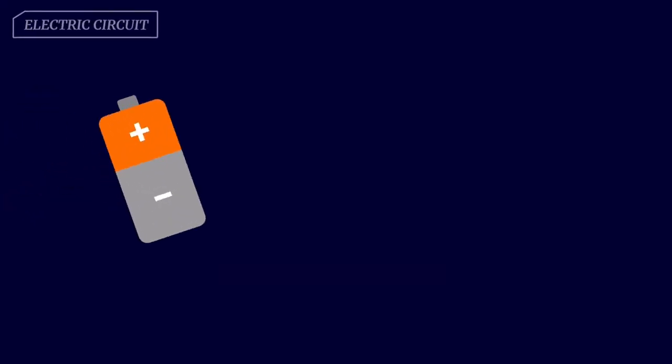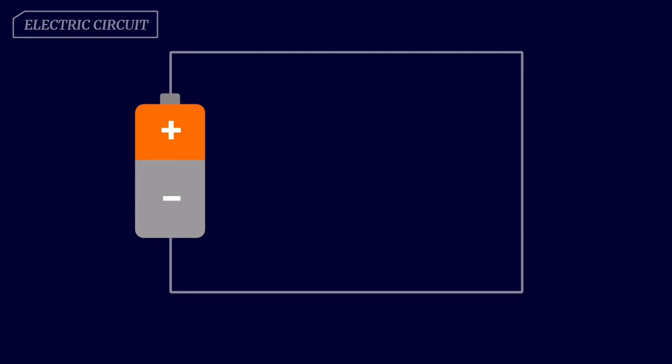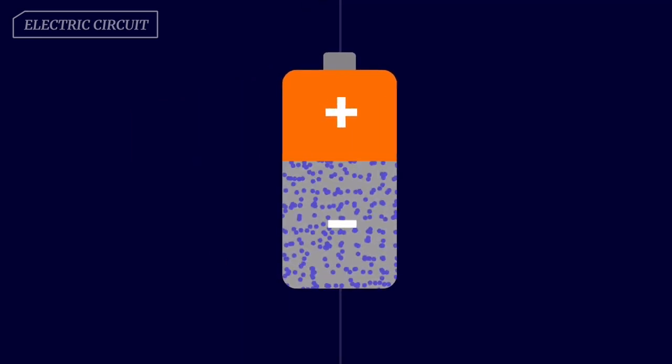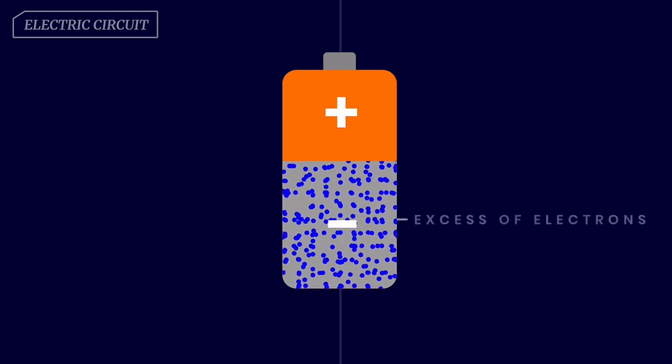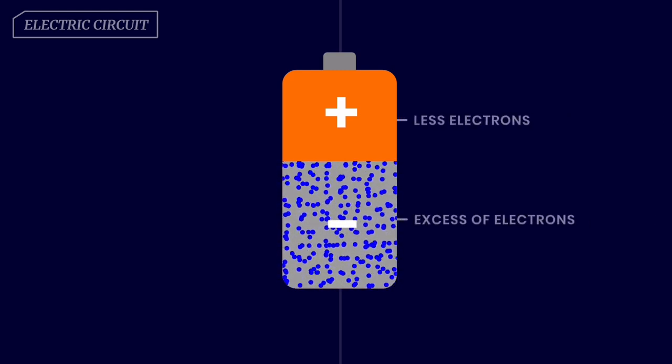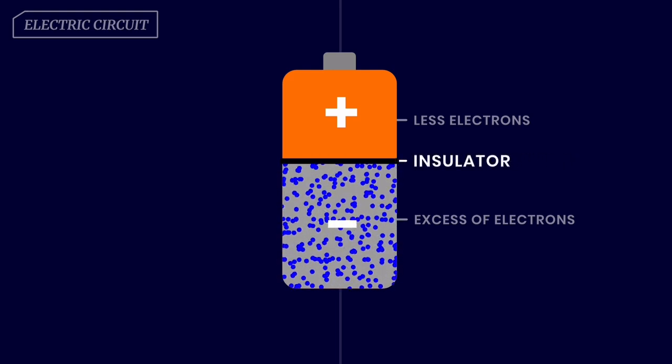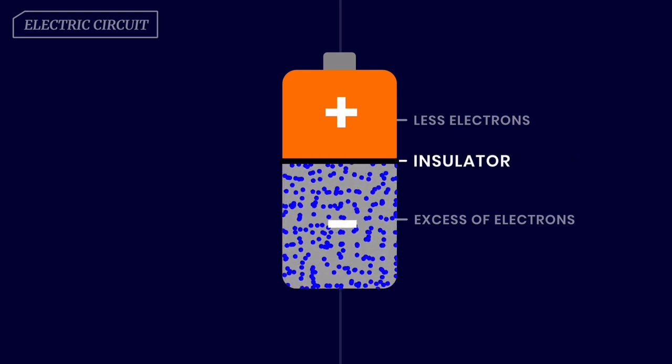Now we look into a simple electric circuit with a battery. Here the battery is an external force. It acts like a pump. One side of the battery has an excess of electrons and the other side does not. Inside the battery, an insulator facilitates the separation of electrons through chemical reactions.